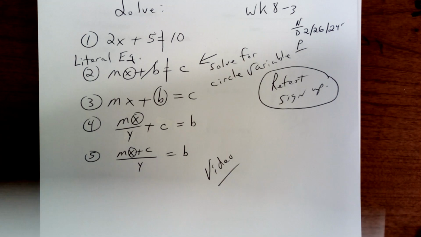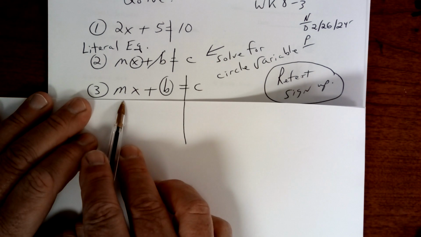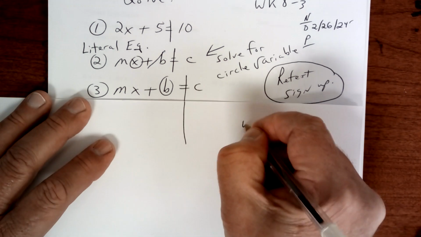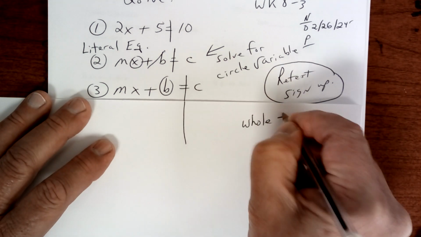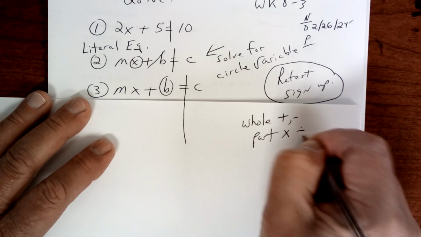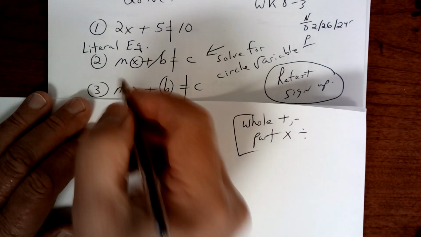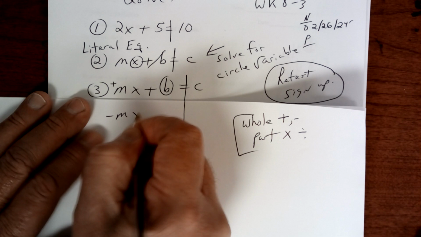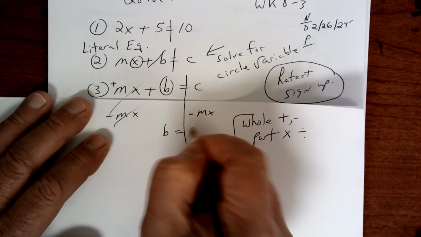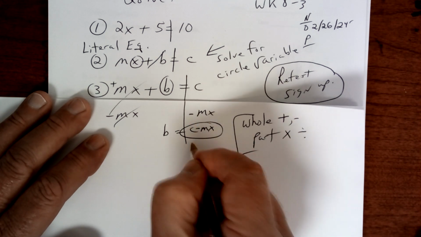This one right here, draw a line. All you got to do is get rid of this. You're getting rid of the whole thing. So this is what you need to know. If you get rid of the whole thing, you add or subtract. If you get rid of part, you multiply or divide. So copy that down. So here you're getting rid of the whole mx. This is a plus, so you want to do a minus mx. This cancels. So you get b is equal to c minus mx. And there it is, c minus mx.